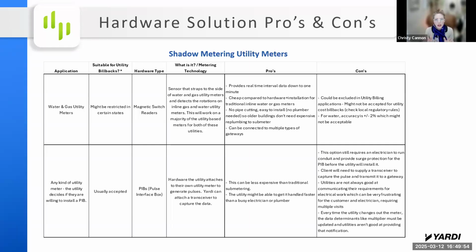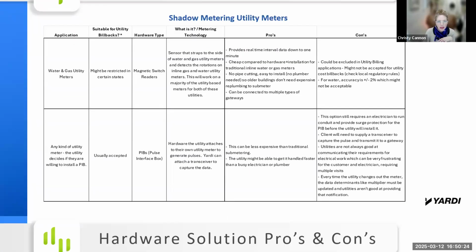Because as much as I love magnetic switch readers and their ease of use, they're not revenue grade. So if that submeter is being used to bill back a resident or tenant for utility costs, you can't use it. It's not approved. So there are little things like that that you have to know about each piece of hardware. And so we've outlined that here with the pros and the cons to kind of help our clients understand as we're sitting together trying to spec the most appropriate hardware for their particular situation. This helps them understand why we spec what we spec.